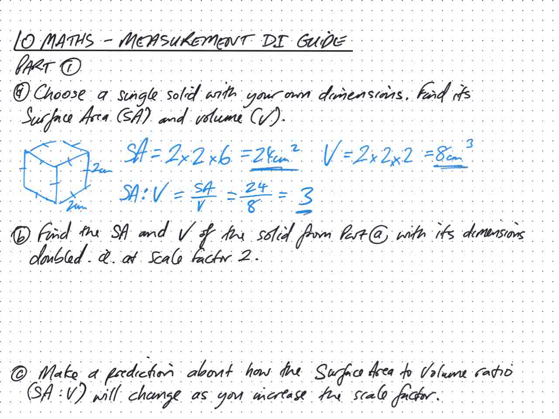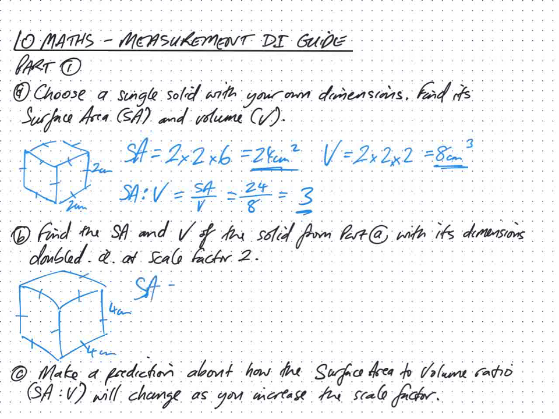All right. Part B, find the surface area and the volume of the solid from part A, but with its dimensions doubled, i.e. at a scale factor of 2. So I'm doubling the size of this thing by doubling the dimensions. That's the same as saying it has a scale factor of 2. So I've got another cube, but instead of 2 by 2 by 2, I'm doubling the dimensions, so it's going to be 4 by 4 by 4 centimeters.